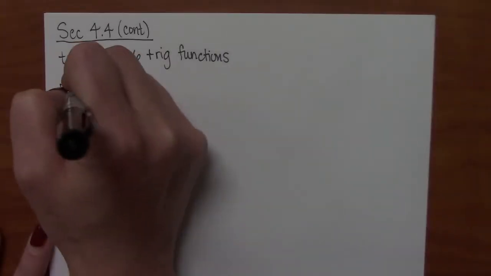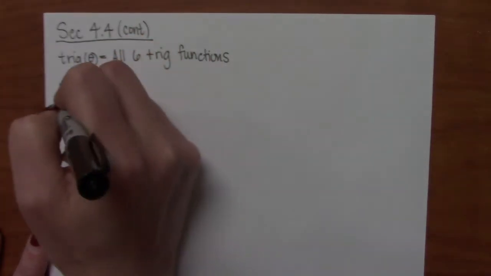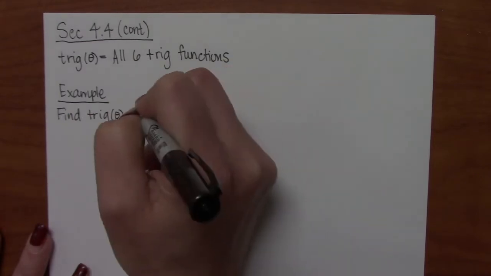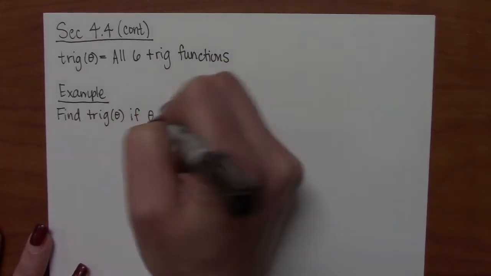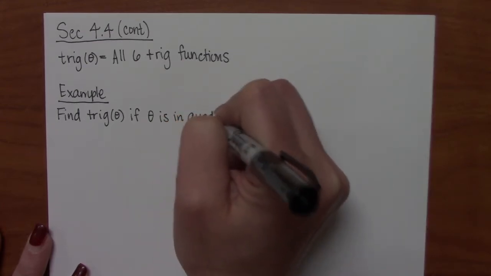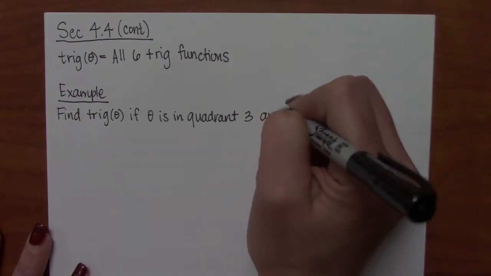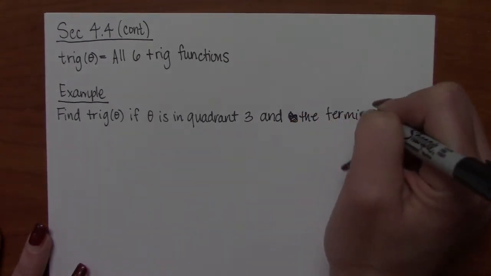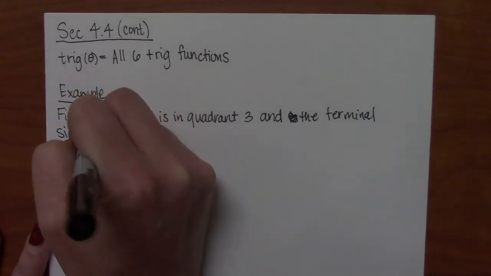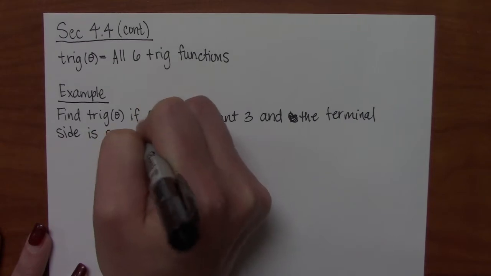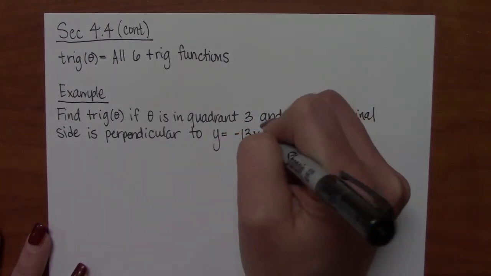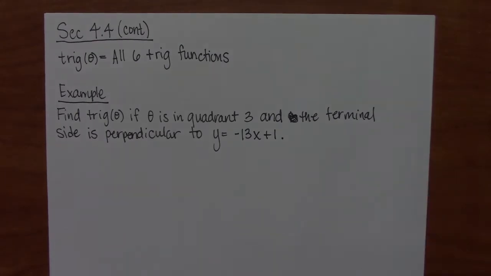So let's look at an example. All right, so we're told to find all 6 trig functions of an angle theta if theta is in quadrant 3 and the terminal side is perpendicular to y equals negative 13x plus 1.